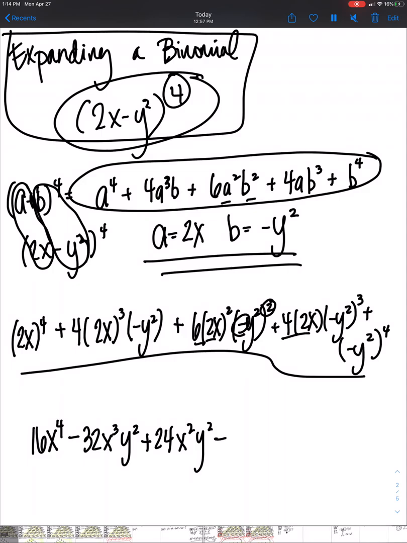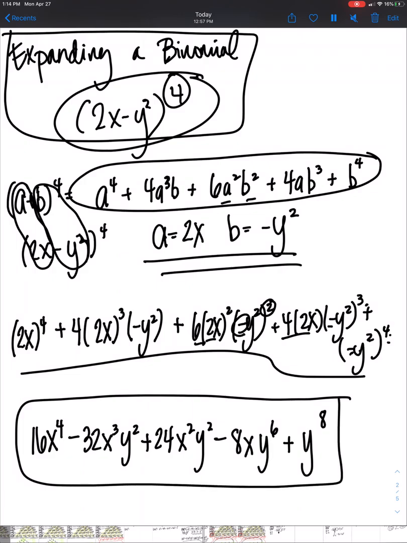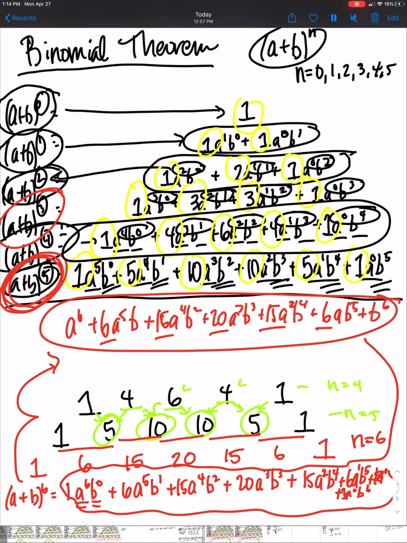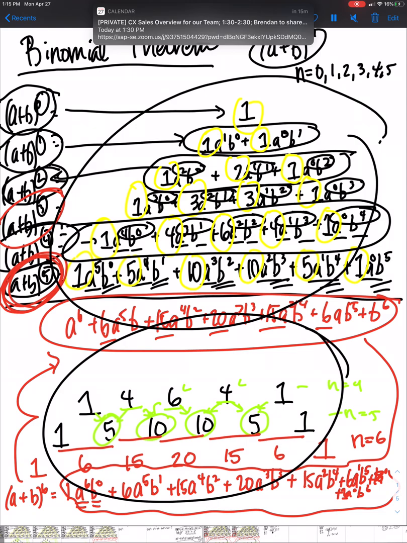Oops, that should be y to the fourth right there. I'm re-recording this and I'm not writing on it, so by the way, that should be 24x squared y to the fourth minus 8x y to the 6 plus y to the 8th. So that is the correct answer, except for that should be 24x squared y to the fourth. I just noticed that mistake. I re-recorded this at least 4 times, so I'm probably not going to start over. Anyways, those numbers come from the Pascal triangle.